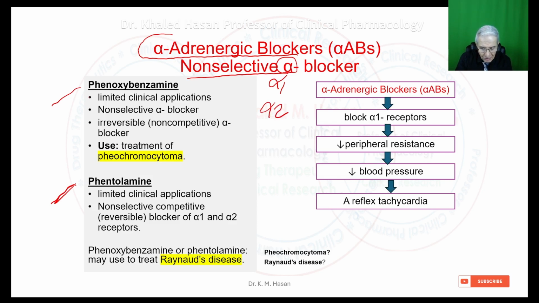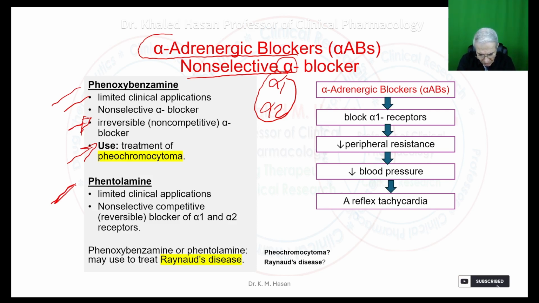They have limited clinical application because they are not selective. Phenoxybenzamine is a non-competitive blocker, irreversible; it binds to the receptor and remains on the receptor. A main clinical use is pheochromocytoma, a tumor in the adrenal medulla. The patients suffer from increased levels of epinephrine and norepinephrine, and from hypertensive crisis. So we can use phenoxybenzamine as palliative therapy to control hypertension and antagonize the action of epinephrine and norepinephrine.